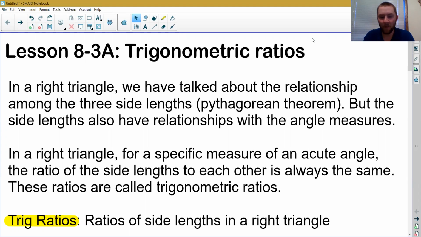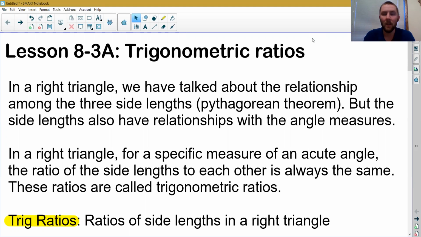First half of the video lesson we're going to do on trigonometric ratios. Okay, it's always a fun word to say. You can try it yourself. Trigonometric. We say trig for short, but we're going to talk today about the trigonometric ratios.